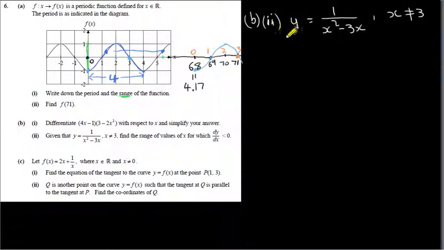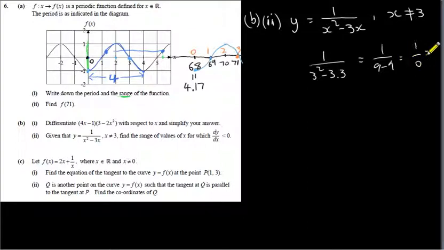In part b 2 we have the function y equals 1 over x squared minus 3x, where x is not equal to 3. I'll just briefly mention about x not being equal to 3. Why is that stated? Well, if we plug 3 in for x, we're going to get 1 over 3 squared minus 3 times 3. That's going to be 1 over 9 minus 9, which is 1 over 0. This thing is not defined. I explain in other videos why this is not defined.